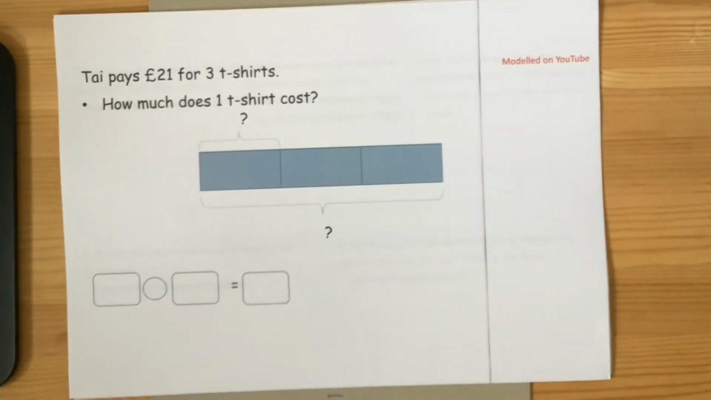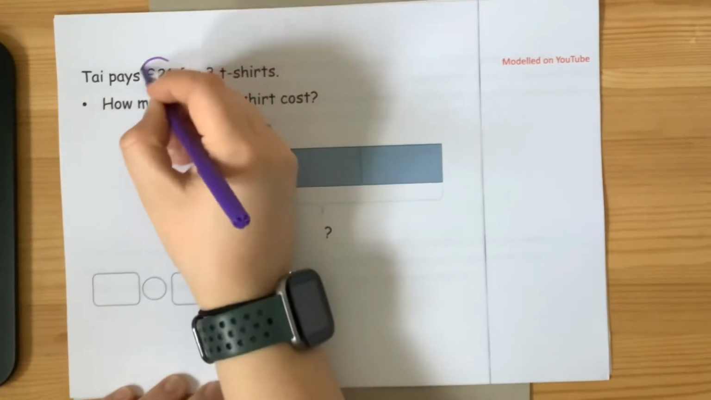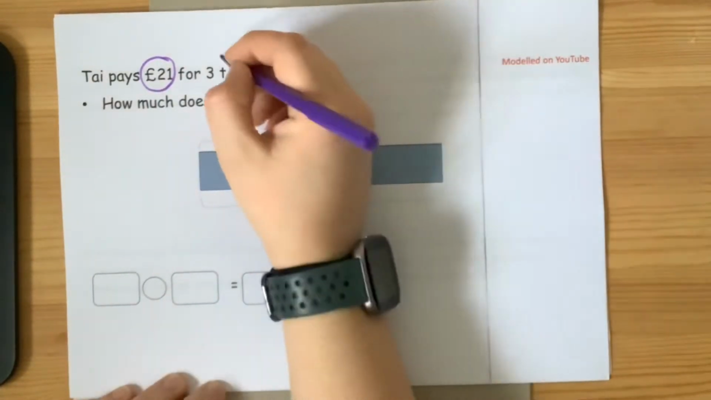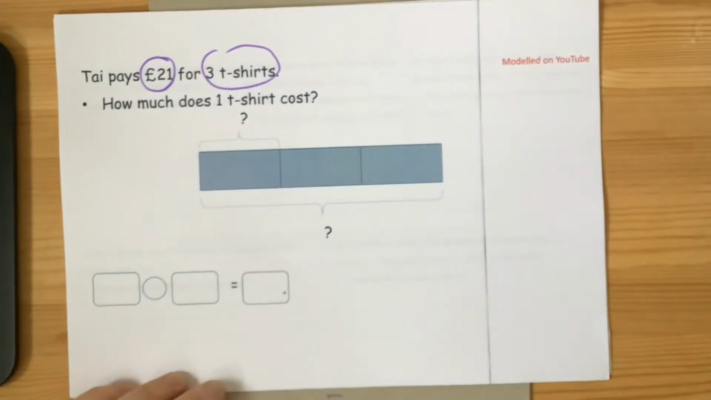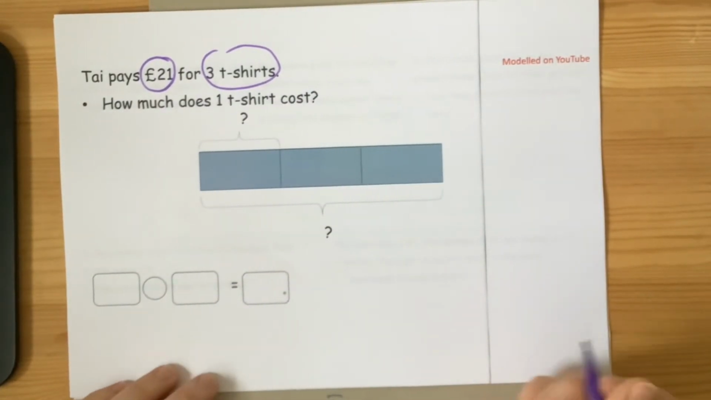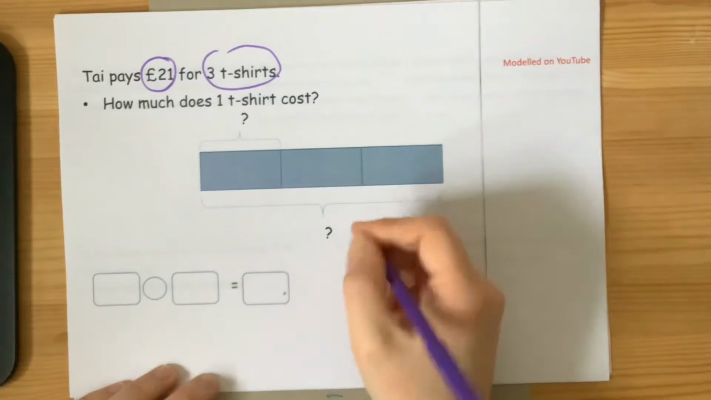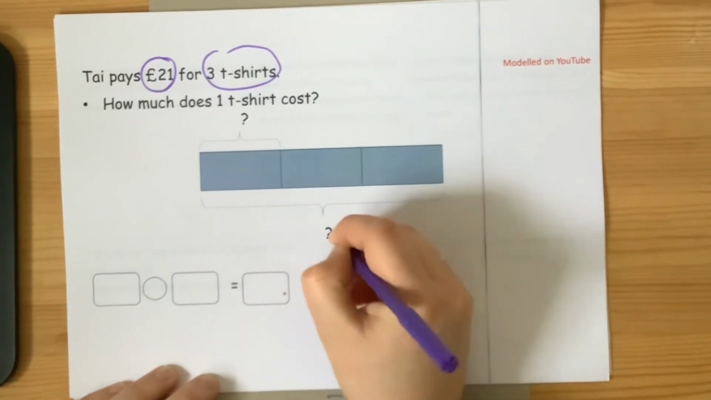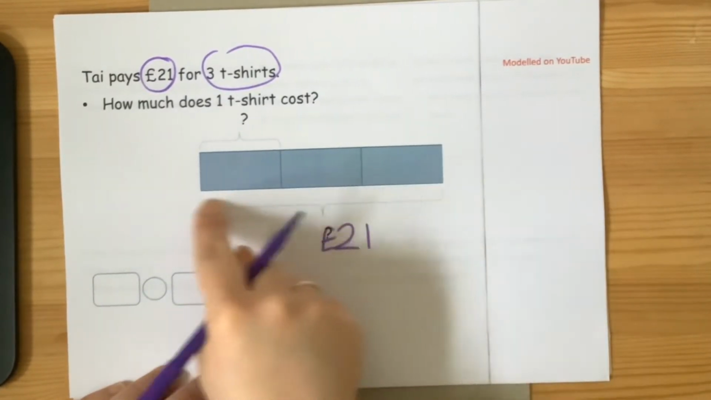Then we've got Ty pays £21 for 3 t-shirts. How much does 1 t-shirt cost? So hopefully with this problem, you were able to unpick that he had £21 in total and 3 t-shirts. And I would have liked you to have labelled my bar. So let's go through the answers. Well, how much has he got in total? Well, in total, he pays £21. And this is our total because it's all of them.